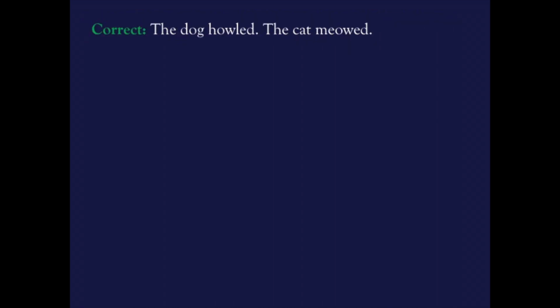So here we have: the dog howled, period, the cat meowed, period. Grammatically, that's correct. So that solves our comma splice or run-on. We've placed a period to separate our two sentences. Now, in this case, I don't think it's the best solution.